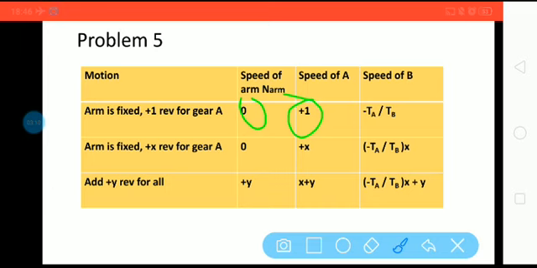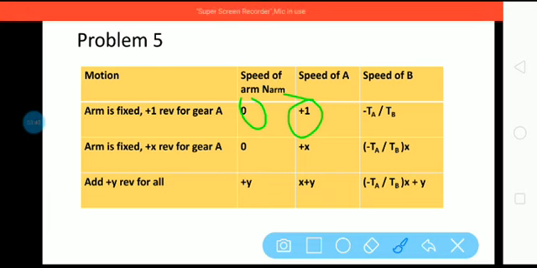Now if speed of A is +1, what will be speed of B? You know that A and B are in mesh. So you can apply the relation for velocity ratio. What was the ratio? Check your book. Sorry, NB by NA equal to TA by TB, or NB equal to NA into TA by TB. So what is NA here? +1. Therefore NB will be 1 into TA by TB.